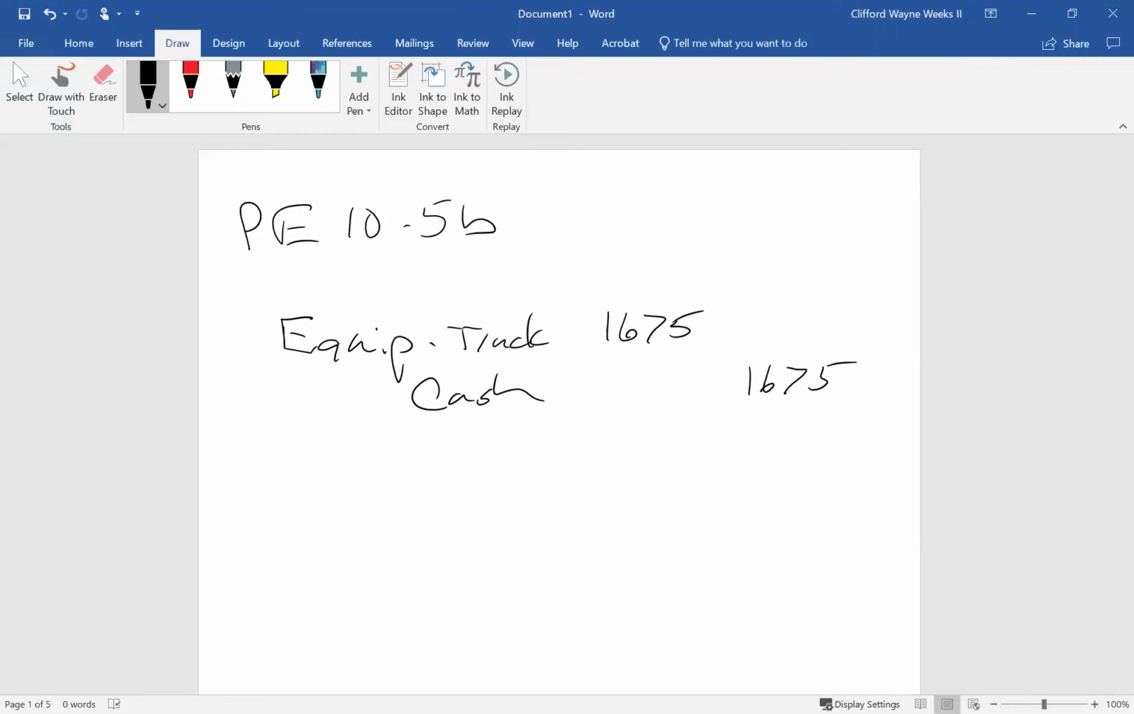It also says that we changed the air filter on this thing for $40. So again, we're going to have $40, and instead of being equipment, we're just going to have a repairs or maintenance expense.